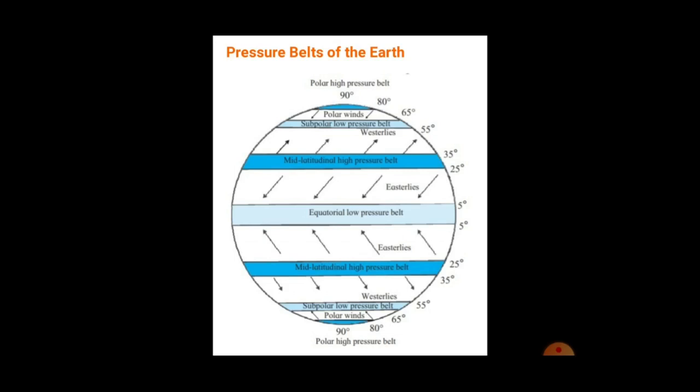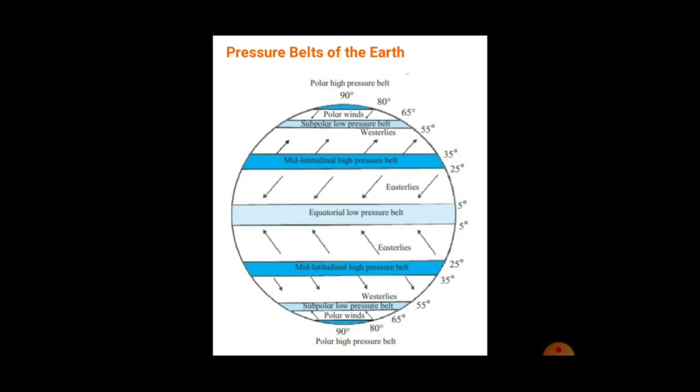Next, the subtropical high pressure belts. You can see here, subtropical high pressure belt extends between the latitudes of 25 degree to 35 degree in both the hemispheres, right? The air that ascends in the equatorial region starts to descend here after losing its heat, and the descending air converges and settles near the subtropics, creating a high pressure.